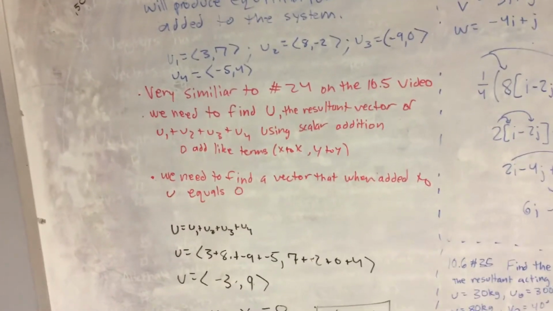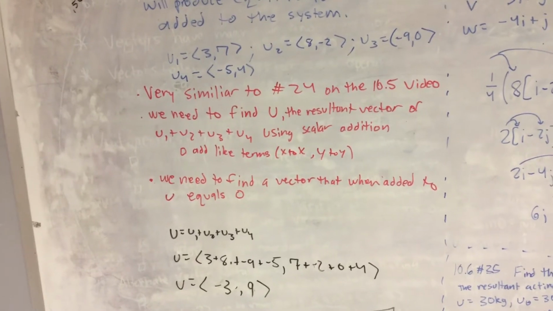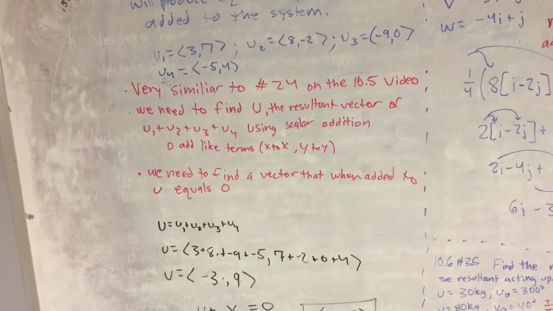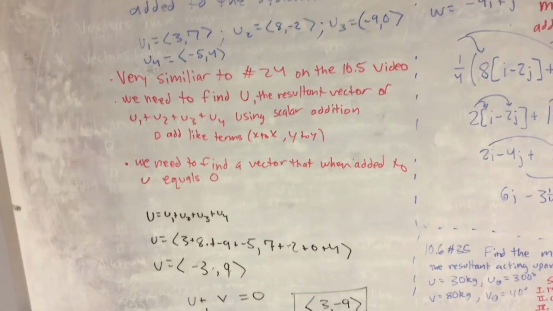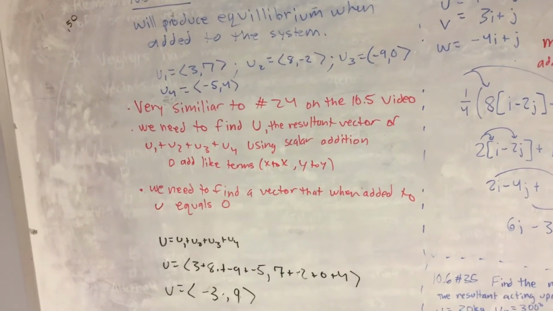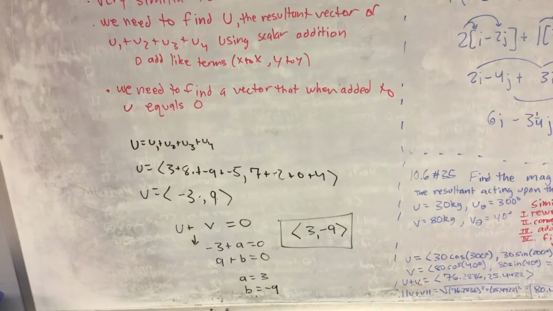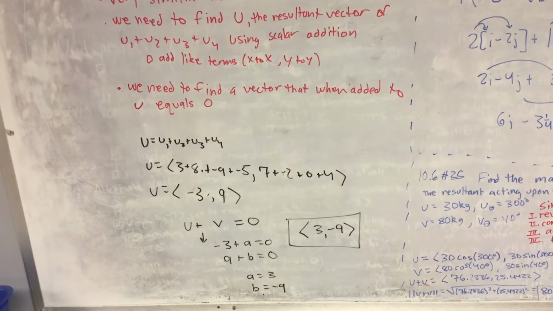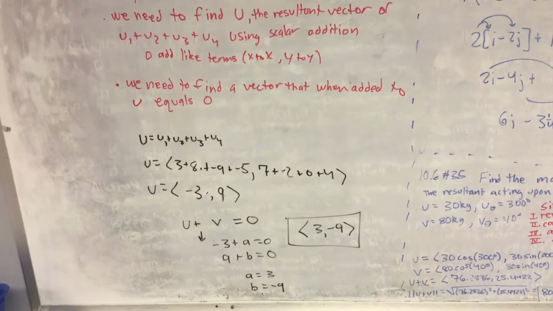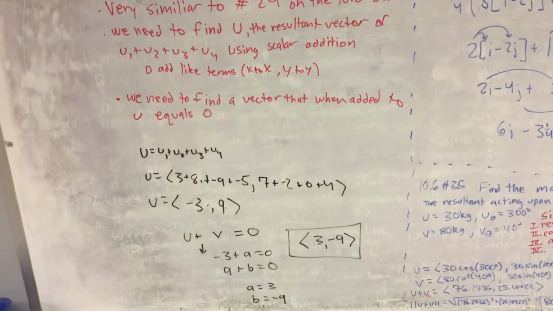So when we add all of our U vectors together, 3 plus 8 plus negative 9 plus negative 5, we get negative 3. And 7 plus negative 2 plus 0 plus 4 is 9. So our vector U is negative 3, 9. We then need to find a vector so that U plus V will be equal to 0. When we do that, literally you can just flip the signs. If you want to do the algebra, it's shown there for you, but all you have to do is flip the signs. So our final answer is 3, negative 9.